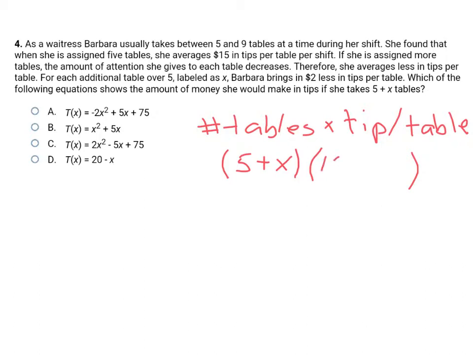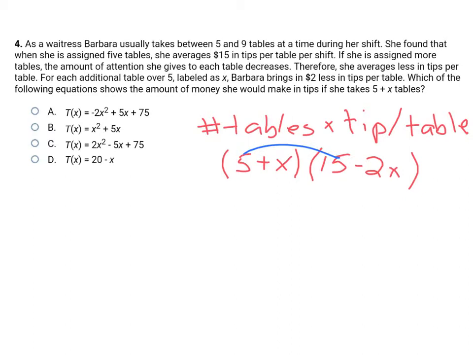So we know that she starts at 15, but then for every table she takes on, it goes down $2 more. So she starts at 15, and then for every extra table, it goes down $2 more. So that means I'm going to subtract 2 times X, 2 times the amount of extra tables, to get that tip. And so now I have this represented algebraically, so I'm just going to FOIL out the problem in order to get my final answer.